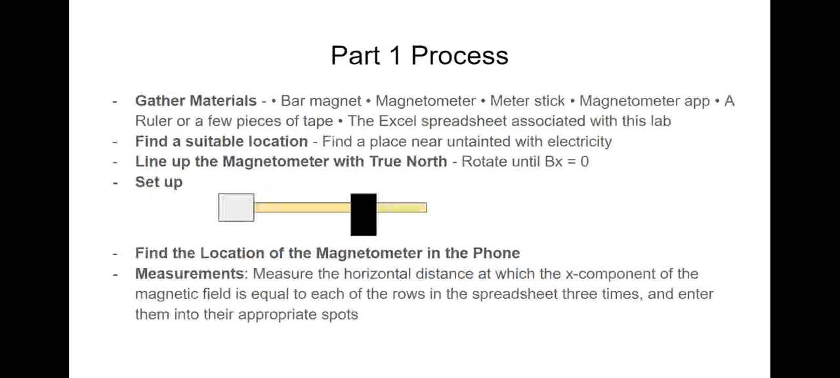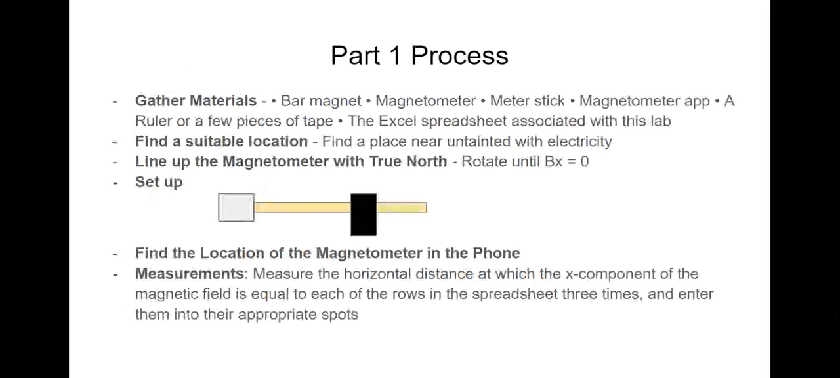Part 1, the process. So there's a bit of a setup to this experiment. Firstly, you will need to gather materials, including a bar magnet, a magnetometer, either a real one or one on your phone, a meter stick, a ruler, a few pieces of tape, and the Excel spreadsheet associated with this lab, mine of which will be included in the description of this video. Next, you must find a suitable location. Basically, what you need to do is find a place untainted by electricity.